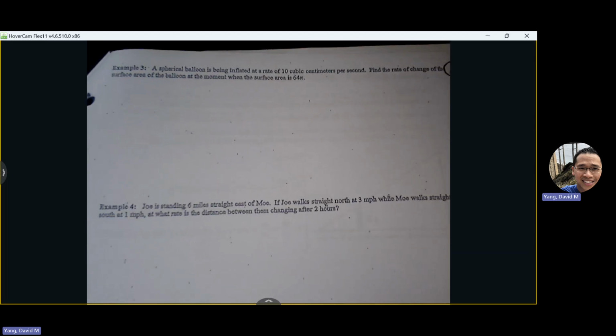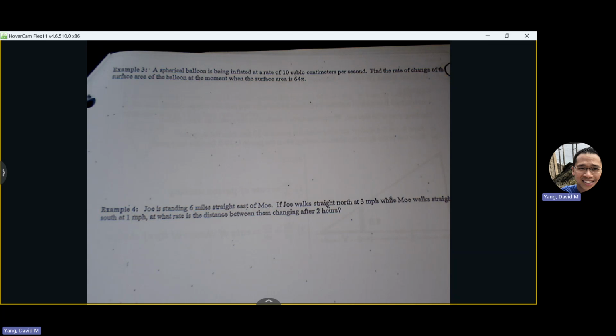All right, example 3. A spherical balloon is being inflated at a rate of 10 cubic centimeters per second. Find the rate of change of the surface area of the balloon at the moment that the surface area is 64 pi.